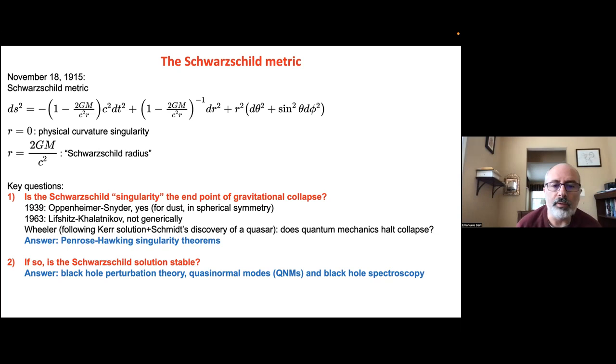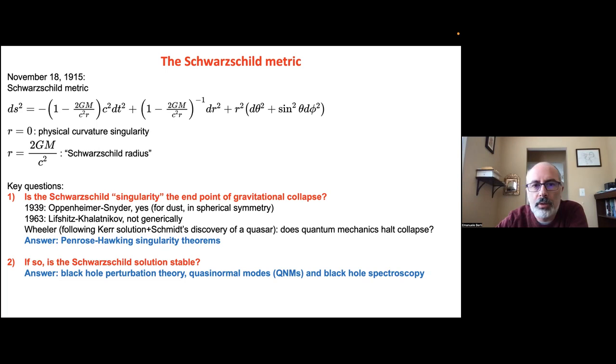Now, if we believe that the Schwarzschild or Kerr solutions are the outcome of collapse, then the next question, of course, is whether this solution is stable. And that stability question can be addressed using black hole perturbation theory, the tools of quasi-normal modes, and eventually led to black hole spectroscopy, which is the topic of this talk.